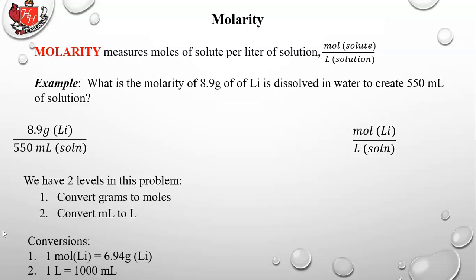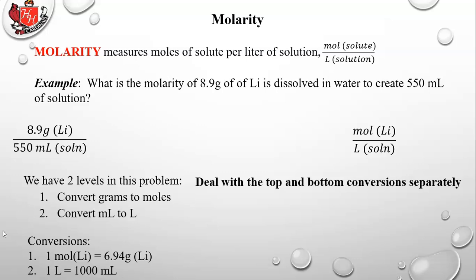And then liters to milliliters, there's a standard relationship. It doesn't matter what the substance is. 1 liter equals 1,000 milliliters. So you're going to need that to make the conversion on the bottom. So deal with the top and bottom conversion separately. So we're going to go ahead and start with the top.